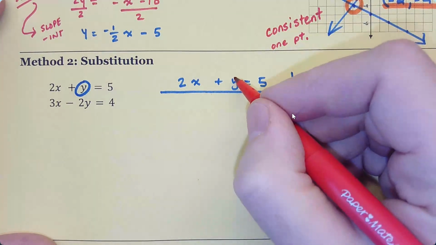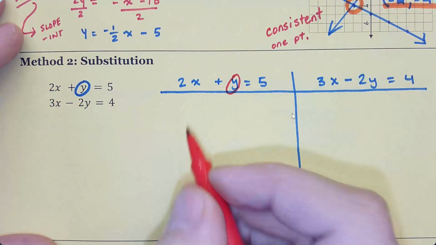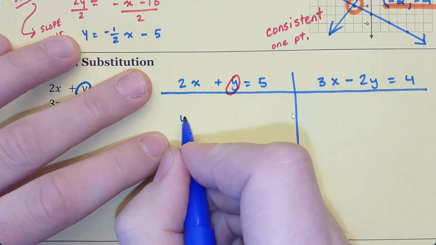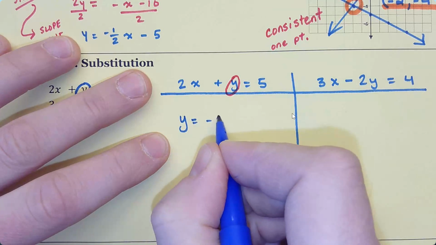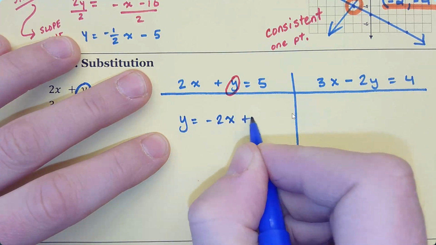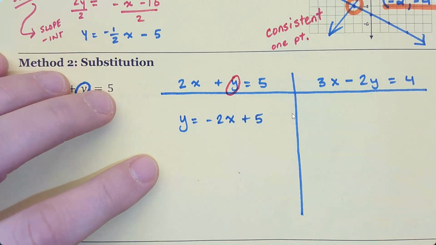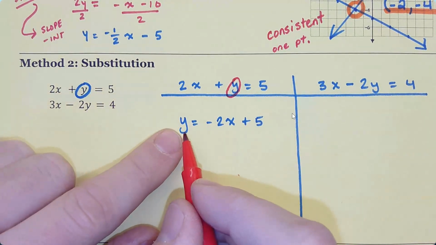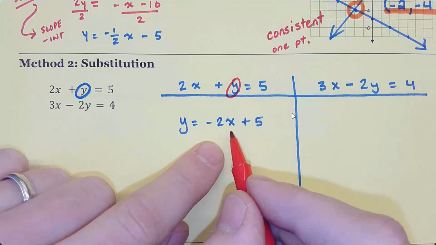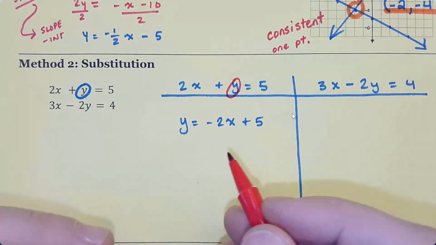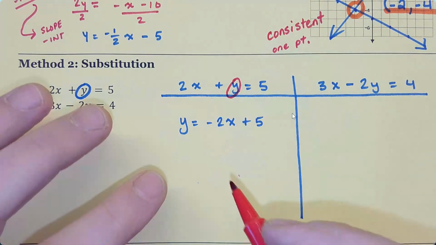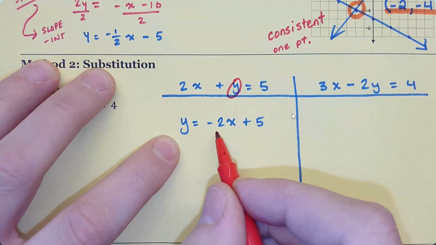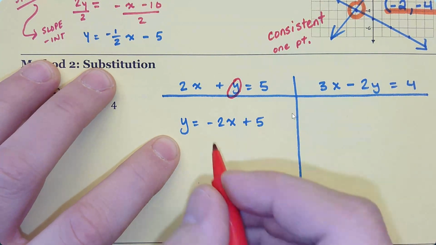And then I'm going to start by getting that y by itself, which means I'm going to subtract 2x from both sides, which would leave us with y being equal to negative 2x plus 5. And then the idea of substitution is that we now know that y and negative 2x plus 5 are equivalent to each other. So anywhere that we see y, we could replace it with negative 2x plus 5.